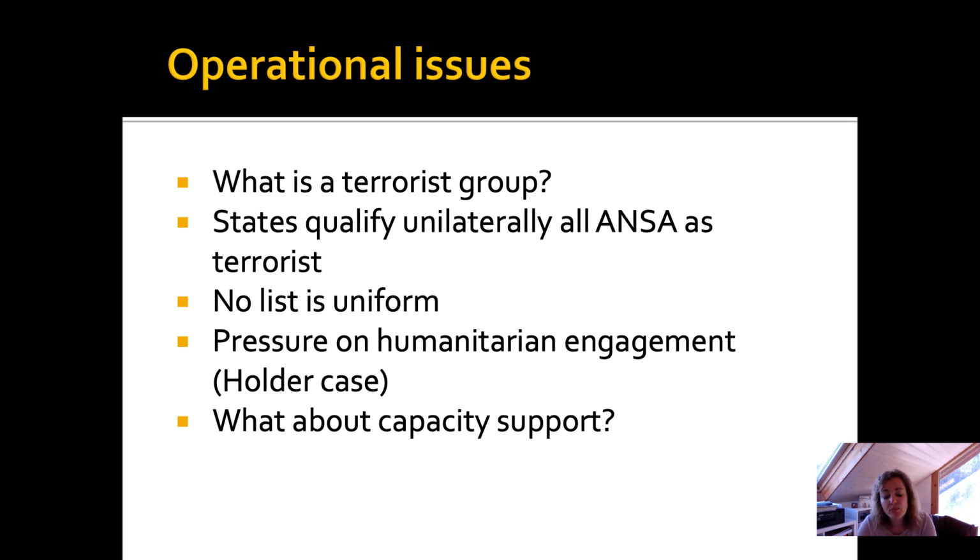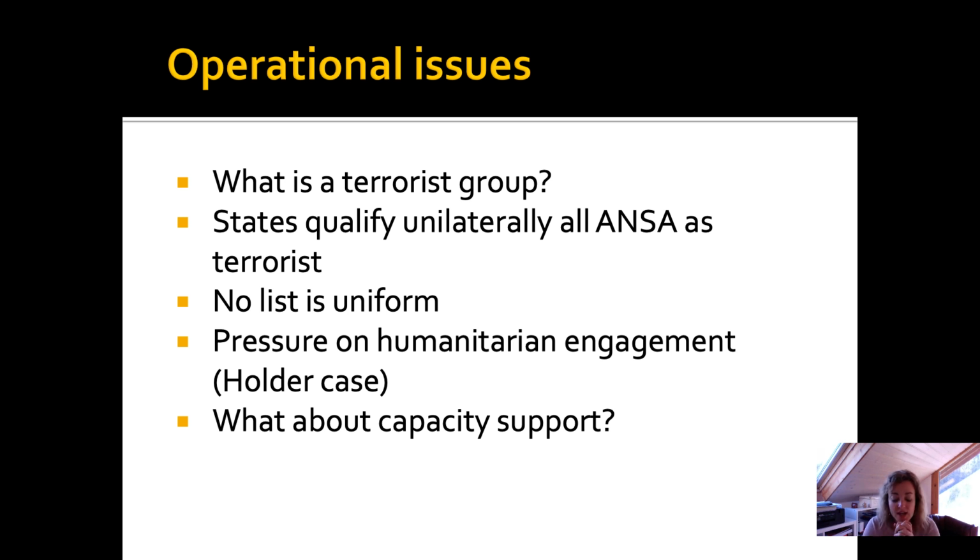There are a certain number of operational issues. They are not strictly legal issues as we have just seen before, but rather more questions that one might ask when you hear a state talking about counterterrorism operations. So first of all, what is a terrorist group? The fact is that there is no precise definition of what is a terrorist group, and there is no legal definition.